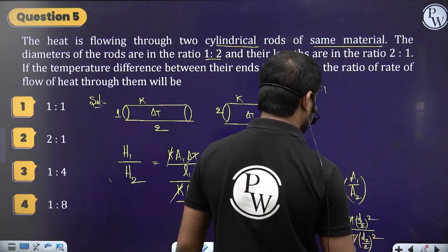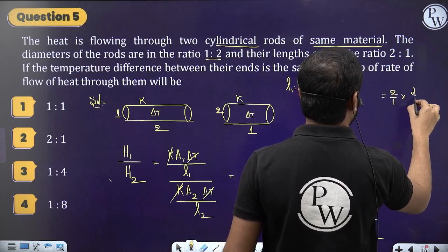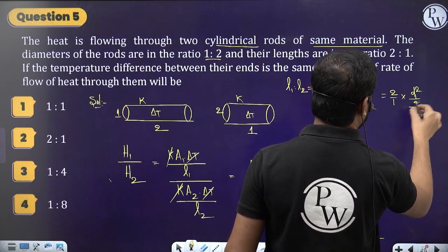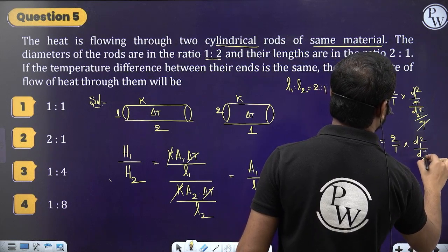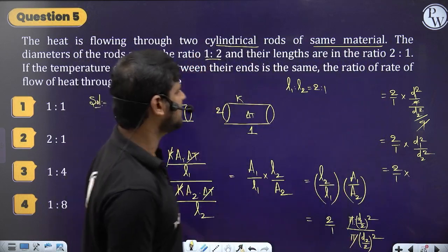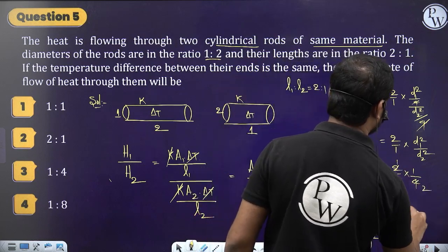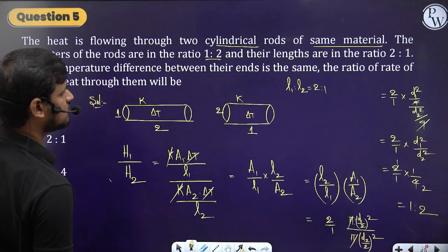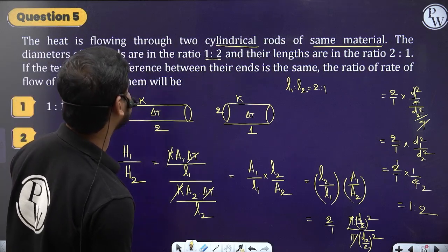Pi gets cancelled. So I can write 2 by 1 into d1 square by 4 over d2 square by 4. Here 4 gets cancelled: 2 by 1 into d1 square by d2 square, right? The diameters are in the ratio 1:2, so 1 by 2 whole square is 1 by 4. So the heat transfers are in the ratio of 1:2. Yes or no? H1 by H2 only, right?